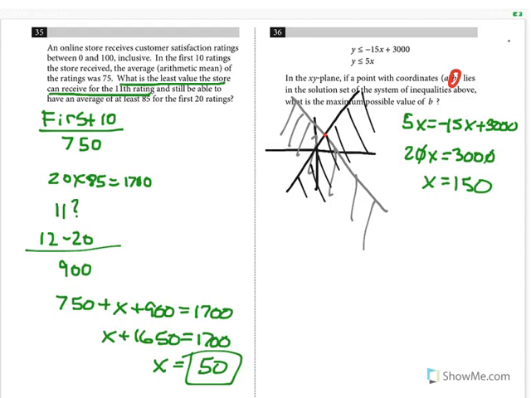Now remember what I said at the beginning. How do you know when you have the answer? It says we want to know what is the maximum value of b, which is the y coordinate. So the maximum value of b is going to be, and we can put that 150 into either equation, so 5 times 150 is 750. That is the maximum value of b.